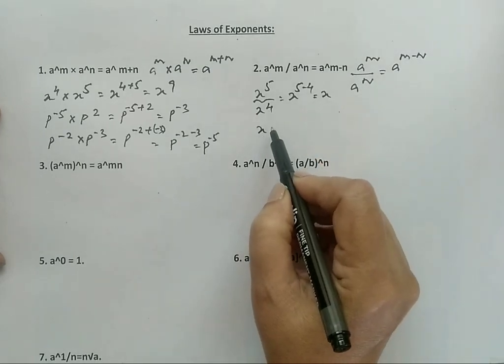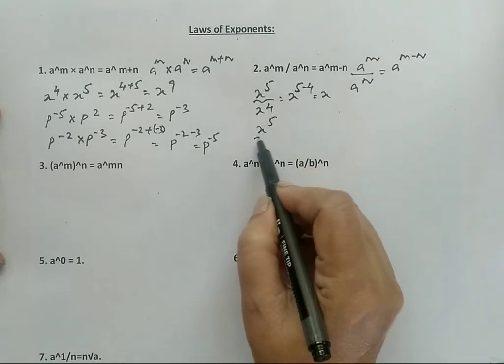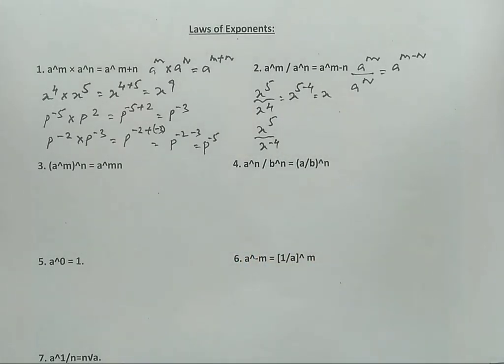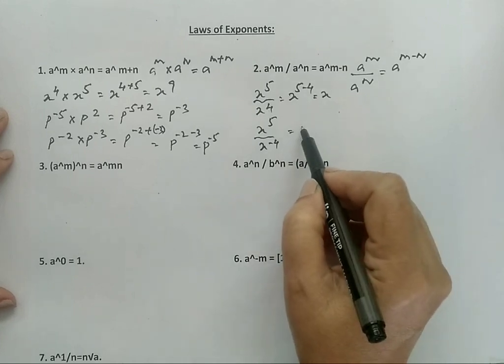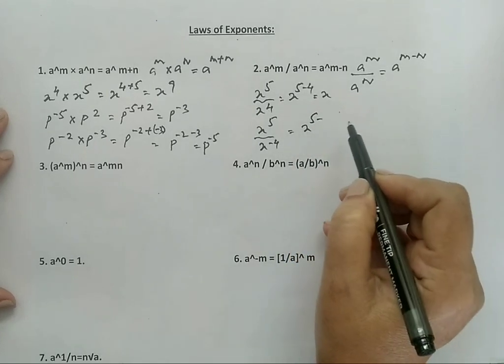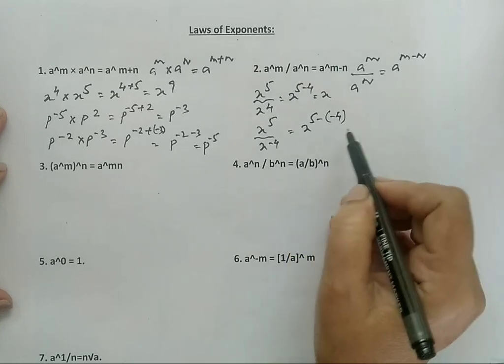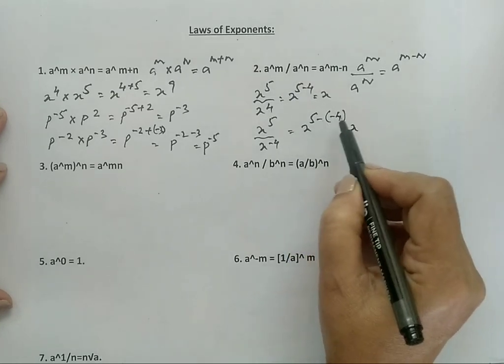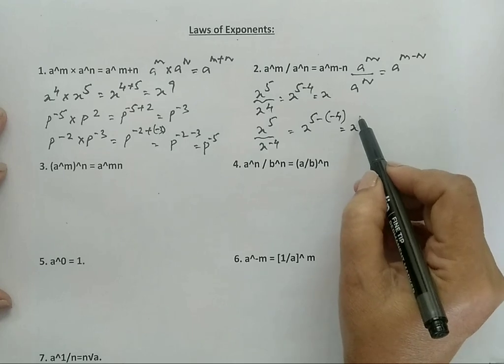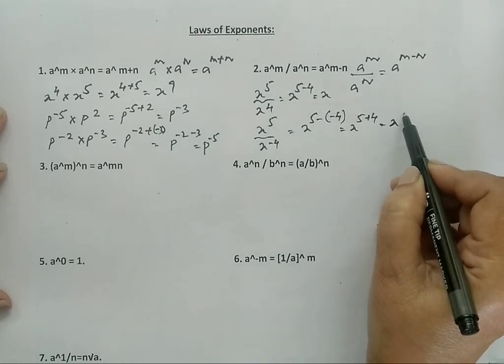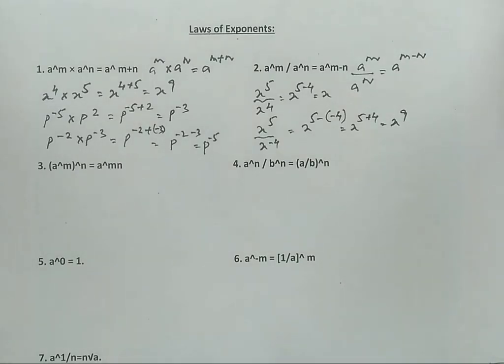If x to the power 5 over x to the power minus 4, then what? Nothing. The minus will be over here. We'll bring minus 4 to the top, and we'll have minus minus plus. That is 5 plus 4 equals x to the power 9. Got it? As simple as that, guys.